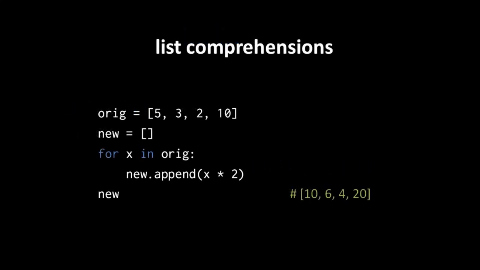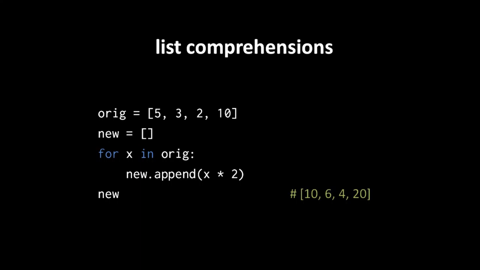What Python calls a list comprehension is a convenient construct for creating a list from some existing list or some other kind of iterable type. So say we have this list of 4 items, which we assign to the variable orig, as in original, and then from that list we want to create a new list where all the items are the same except they have double the value.